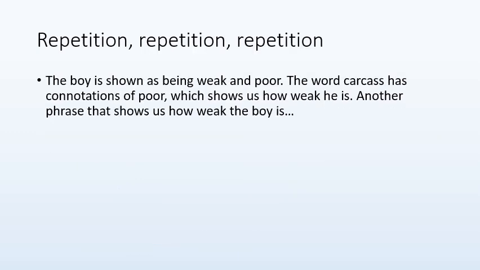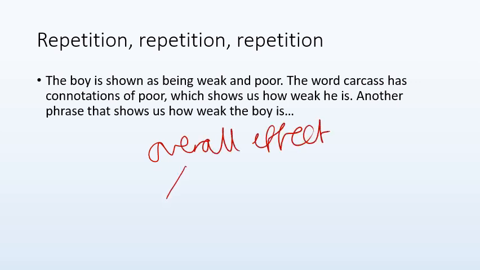Another common mistake is repeating yourself over and over again. An example: the boy is shown as being weak and poor. The word carcass has connotations of poor, which shows us how weak he is. Another phrase that shows us how weak the boy is, and so on. This can easily be avoided if you just say the overall effect in your introductory sentence and then give 4 different ways that the text creates this overall effect.